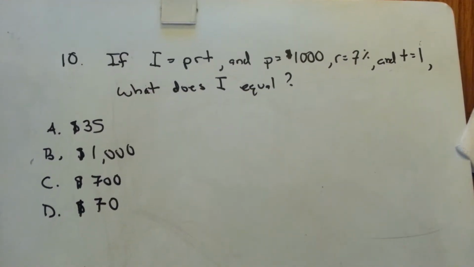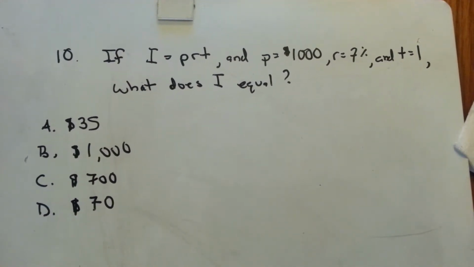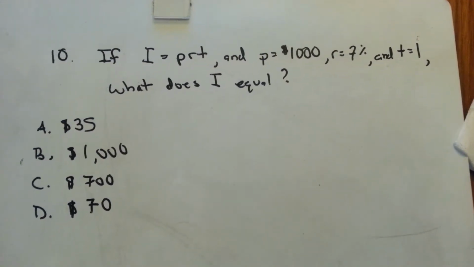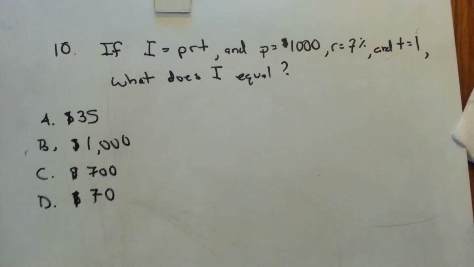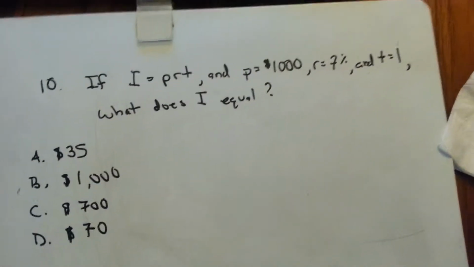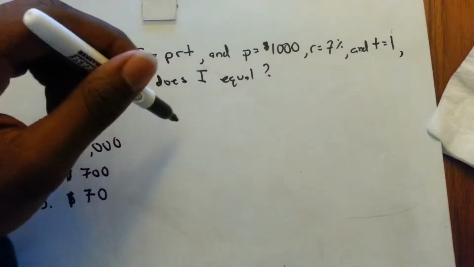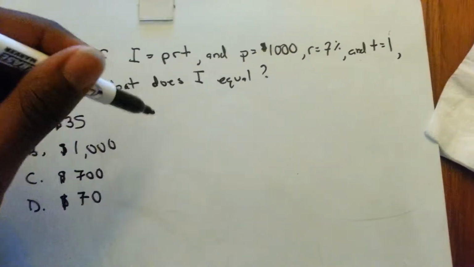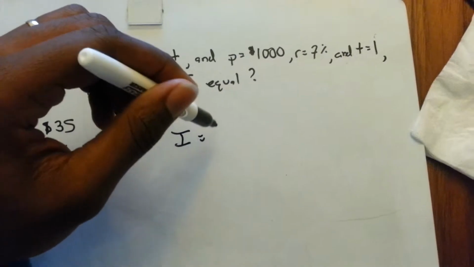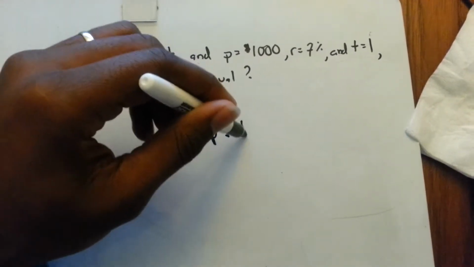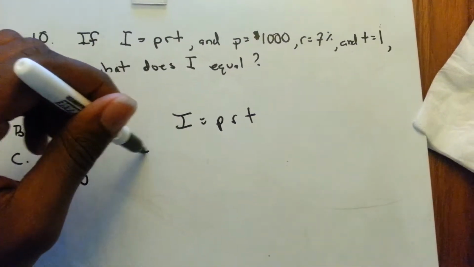If I equals P times R times T, and P equals $1,000, R equals 7%, and T equals 1, what does I equal? So it's basically just a substitution problem. So we're just going to rewrite the problem down here. P times R times T, and we want to know I.